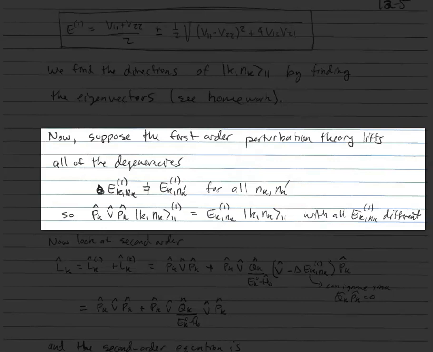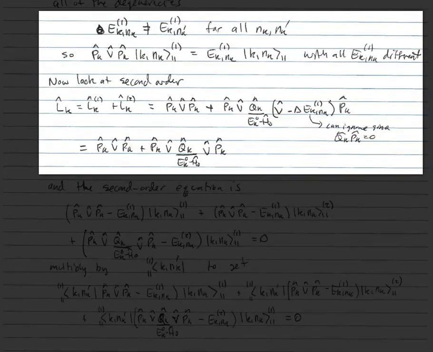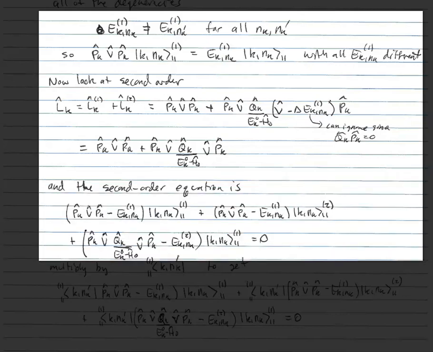Now, if we look at second order, what we find is our L_k is written now as L_k of 1 plus L_k of 2. That equals P_k V P_k, plus we now have to get that first term in that expansion, P_k V Q_k over (E_k0 minus H0) V minus delta E_k,n_k of 1 times P_k. Again, we can ignore that constant term when it acts against the state because Q_k P_k is equal to 0. So we can drop that last term and we'll get P_k V P_k plus P_k V Q_k over (E_k0 minus H0) V P_k. And the second order equation becomes (P_k V P_k minus E_k,n_k of 1) multiplied by |k,n_k of 1 parallel> plus (P_k V P_k minus E_k,n_k of 1) times |k,n_k of 2 parallel> is equal to P_k V Q_k over (E_k0 minus H0) V P_k minus E_k,n_k of 2 multiplying |k,n_k parallel of 1>, and that whole thing is equal to 0.